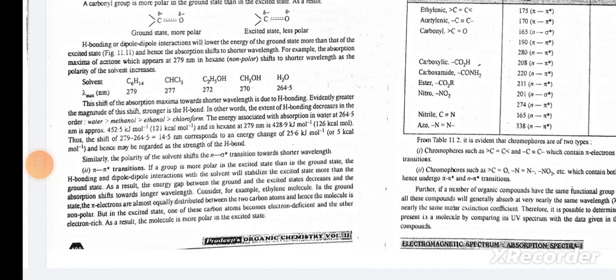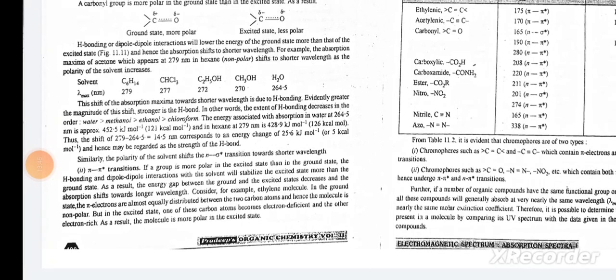The energy associated with absorption in water at 264.5 nm and in hexane at 279 nm corresponds to an energy change that may be regarded as the strength of the H bond. Similarly, the polarity of the solvent shifts the n to sigma star transition towards shorter wavelength.